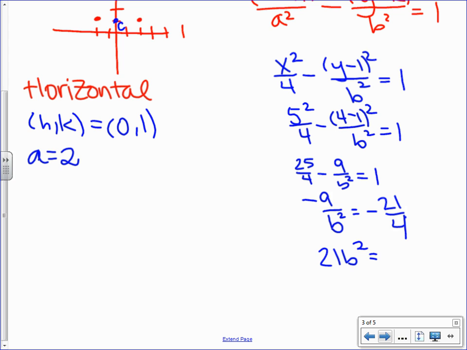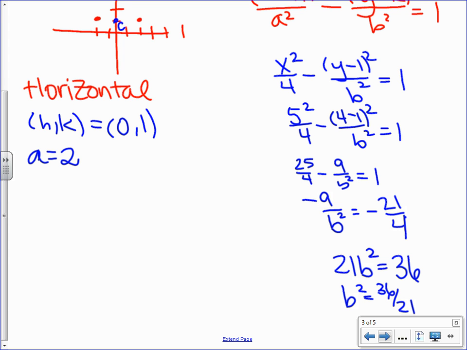Okay, now let's cross multiply. Is everyone okay now? Thank you for speaking up. We have 21b squared equals 36. The negatives end up canceling each other out, right? And so b squared is 36/21, right?